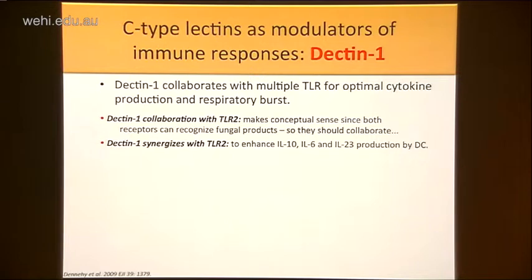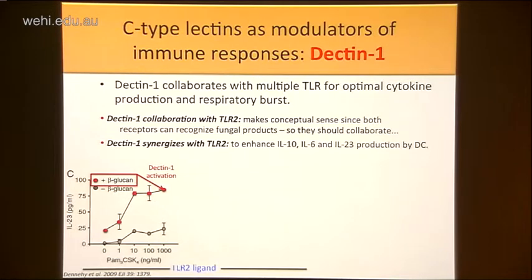The first point of the collaboration is that engagement of Dectin-1 and TLR2 will result in enhanced production of IL-10, IL-6, and IL-23 by dendritic cells. And I actually wanted to show this data to you. This is a publication and I've referenced it here, but basically these are different concentrations of the TLR2 ligand. And this is a steady state of beta-glucan, which is the ligand for Dectin-1, which results in its activation. And you can see there's a synergistic effect of adding the beta-glucan when you have stimulation with the TLR2 ligand in terms of IL-23 production.